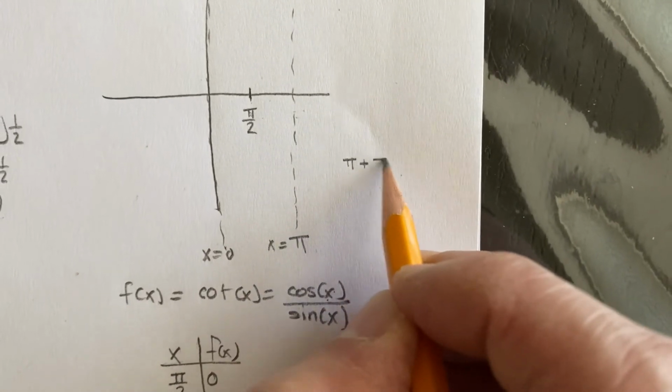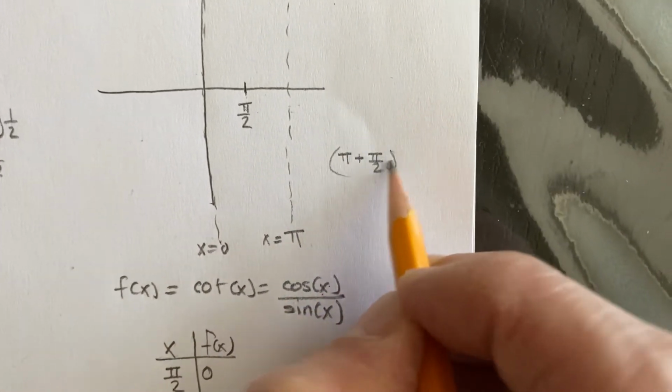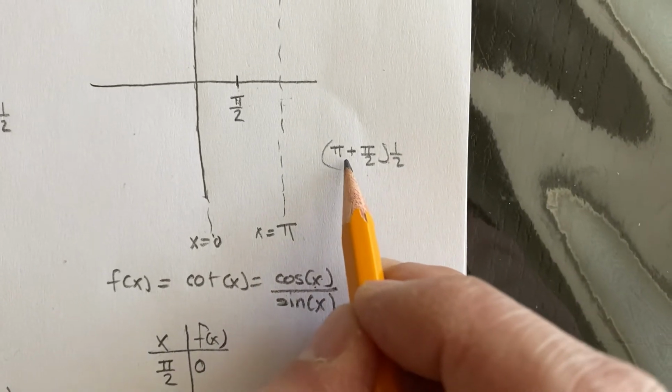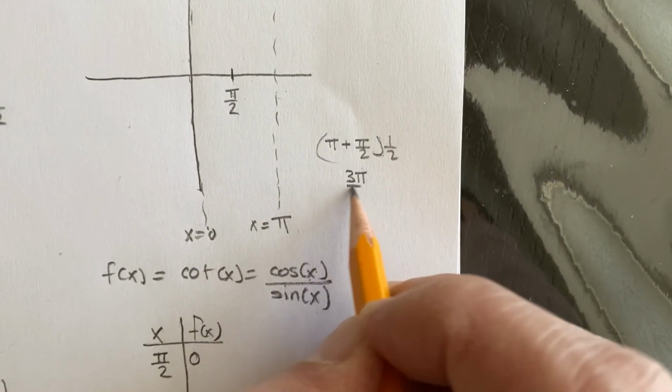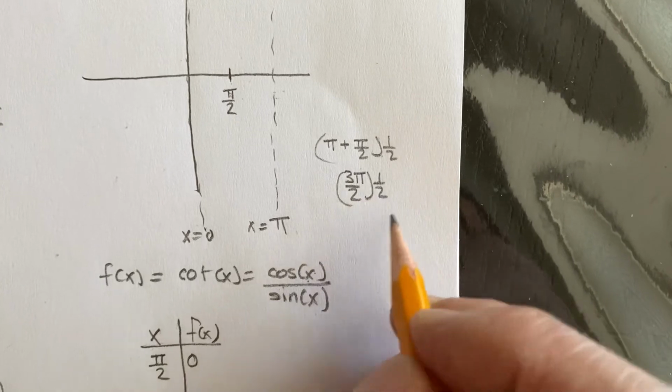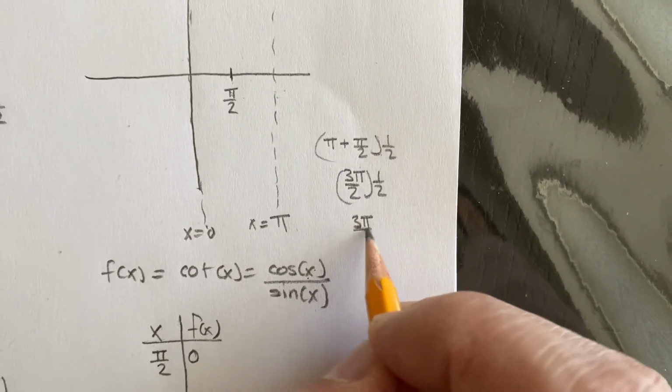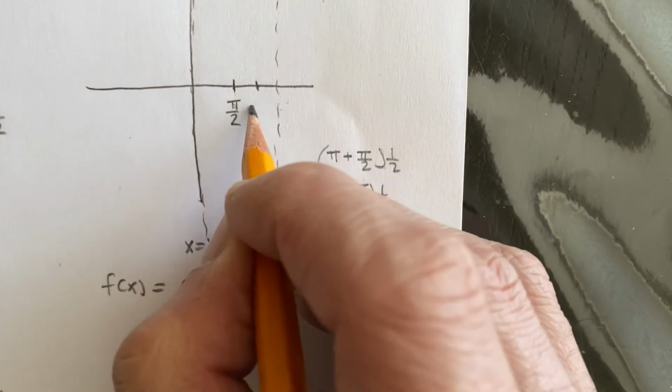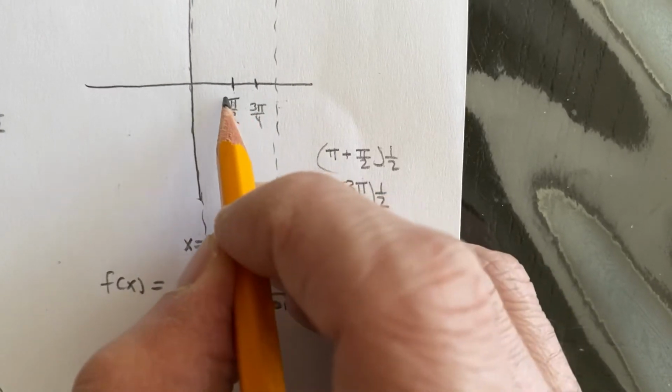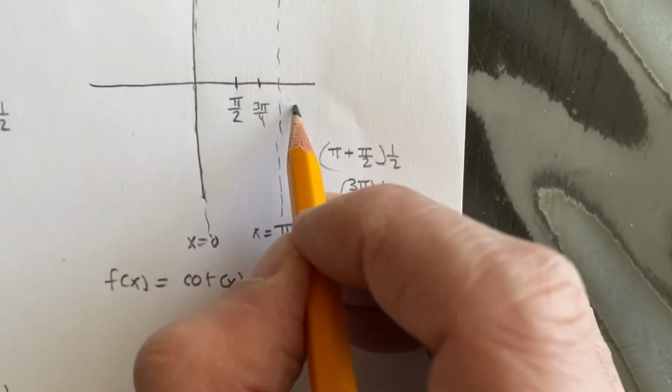Pi plus pi over 2, divided by 2. Well, what is that? That's 3 pi over 2 times 1/2, which is 3 pi over 4. So this point right here is 3 pi over 4. This is the midpoint between the x-intercept and the VA.